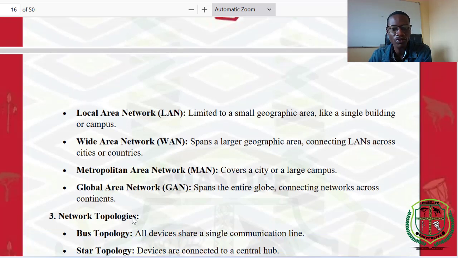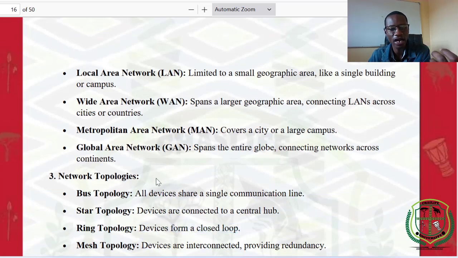All right. Then we have what we call global area network. Global area network, GAN. So this one spans the entire globe, all right? So in the whole entire globe, connecting networks across continents. So here it connects the continents themselves as well as the world at large. So when the question is brought, do not be mistaken or fail to answer the question.